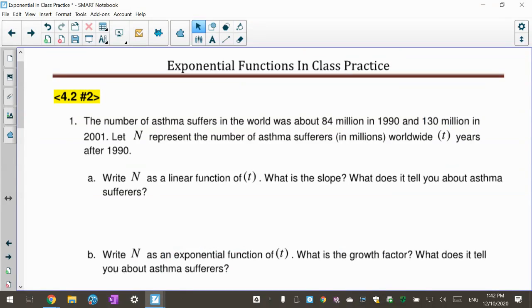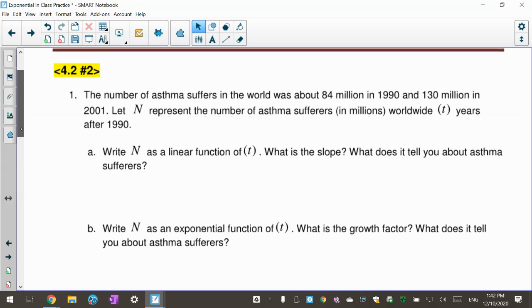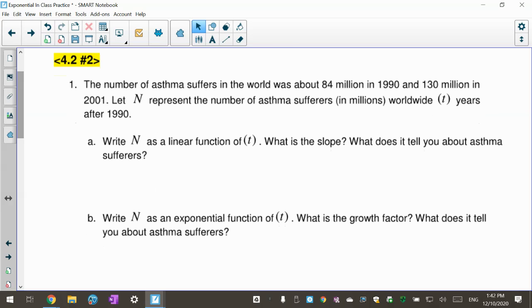Okay, this video is on exponential functions in class practice, and it's 4.2 number 2, where we're talking about how to take basic word problems and find linear and exponential formulas for them. So this one has the number of asthma sufferers in the world was about 84 million in 1990 and 130 million in 2001. Let n represent the number of asthma sufferers in millions worldwide t years after 1990.